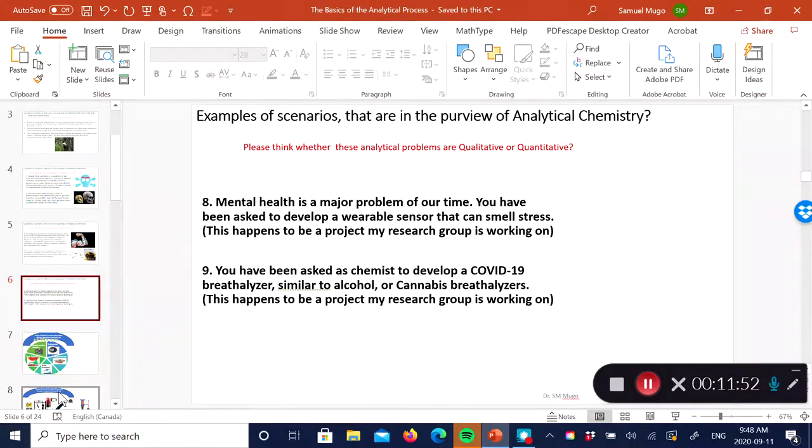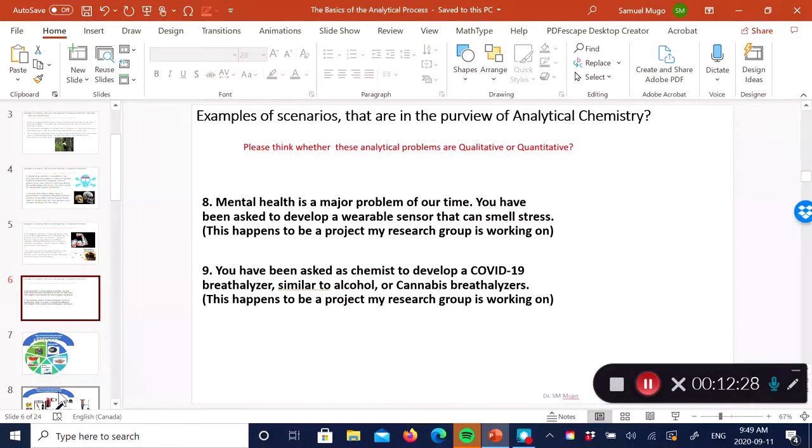So again, you can see this one is more of a qualitative chemical analysis, but again, you still need to quantify what the stress indicators are, things like the cortisol hormone and other types of hormones, compounds that could be present, such as the dopamines and other neurotransmitters and so forth. So again, you can see how wide of a scope analytical chemistry can traverse.